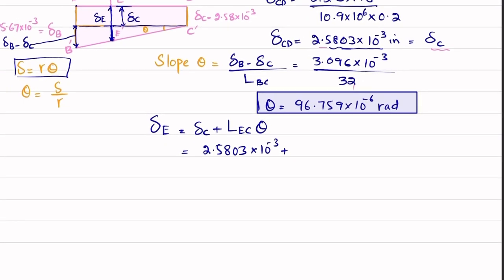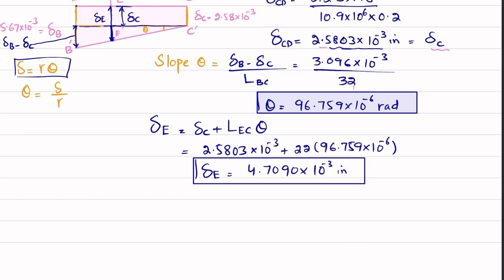So we will write 22 into theta is 96.759 into 10 to the power minus 6. So when you solve this, you will get deflection of point E comes out to be 4.7090 into 10 to the power minus 3 inch. And this is our answer.